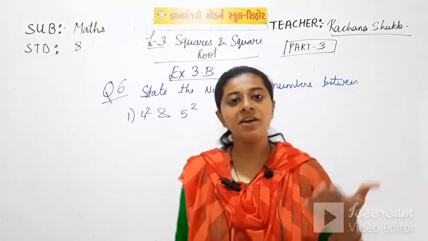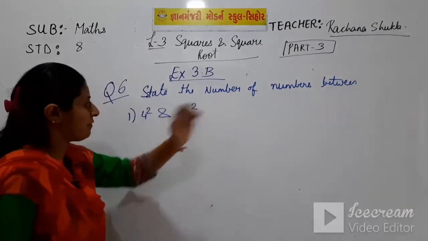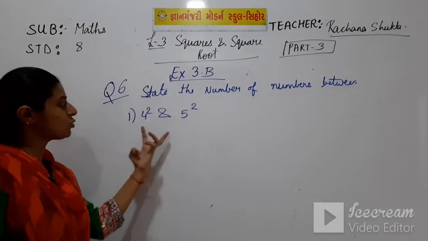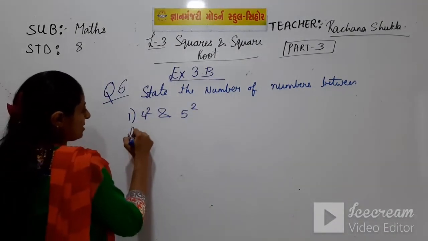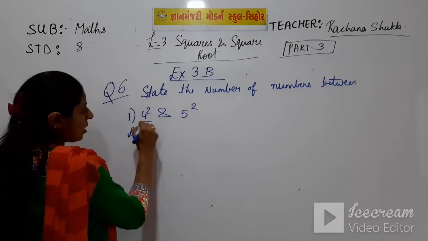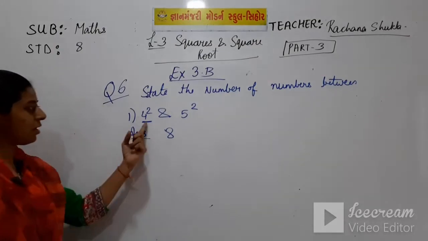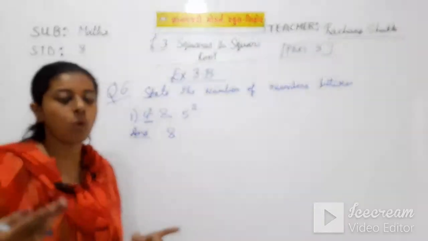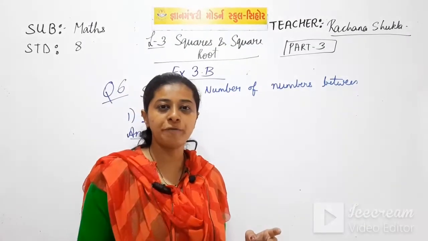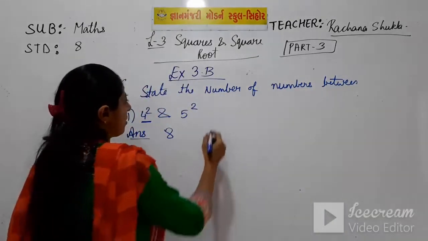But directly we can know the number of numbers between these two squares, and that is the double of the first digit. The double of 4. What is the double of 4? The double of 4 is 8. So 8 will be your answer.